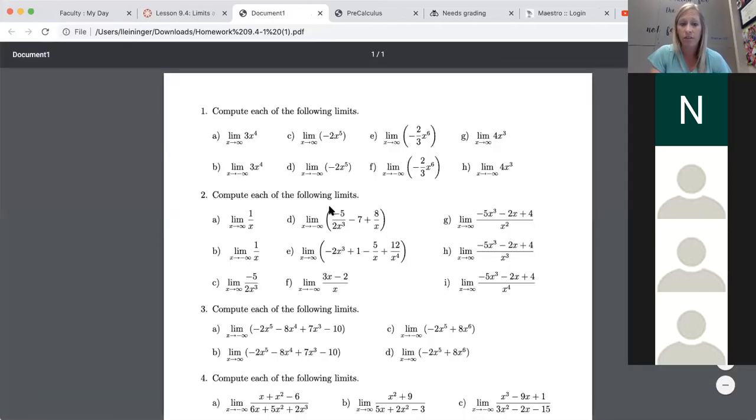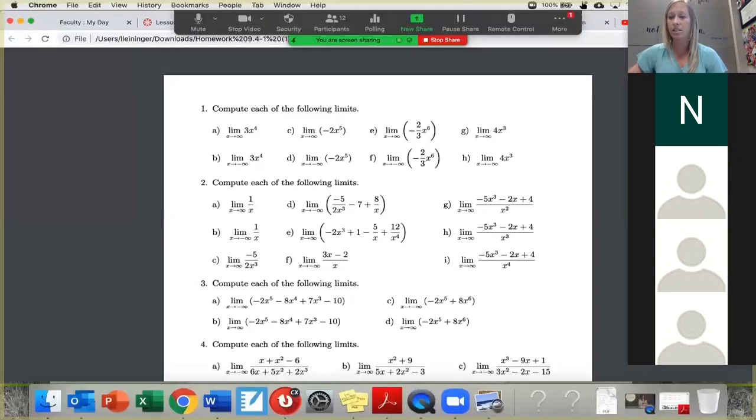Your homework for this, a lot of it's just end behavior stuff. So real quick, looking at the beginning of this, giving you a place to start, let's think back to polynomials. This is a 3x to the 4th. Anyone remember what the end behavior of an x to the 4th is going to look like? No one?